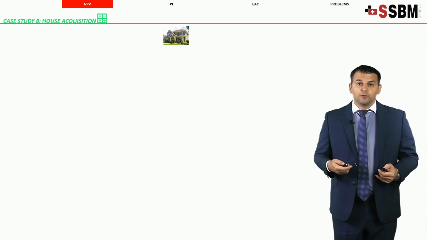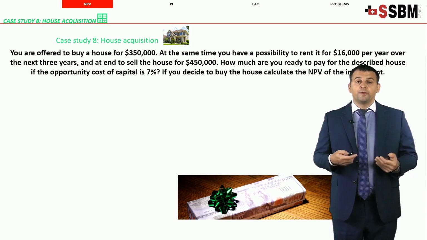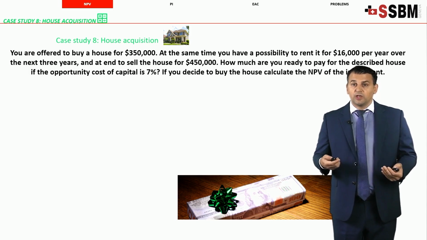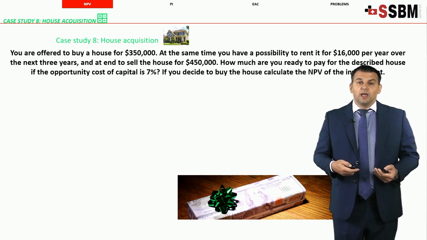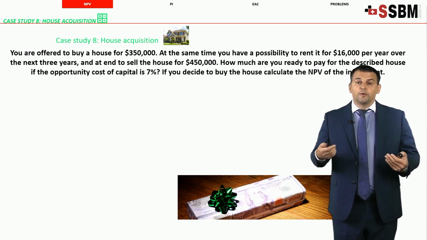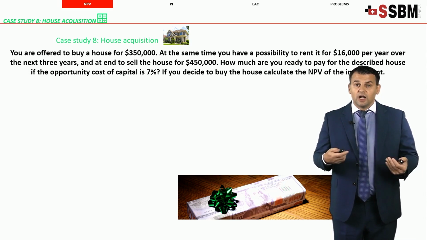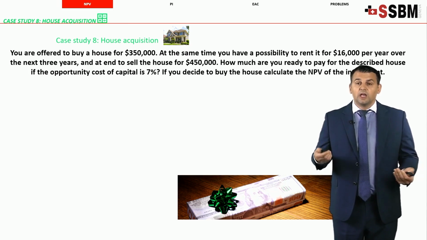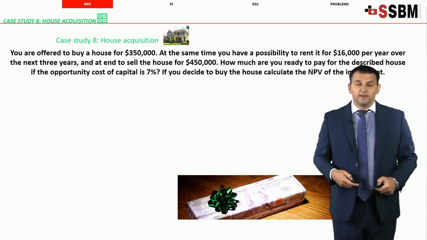To demonstrate how it works in practice, let me use the following case study. So we have case study 8 here, house acquisition. You are offered to buy a house for $350,000. At the same time, you have a possibility to rent it for $16,000 per year over the next 3 years, and at the end, to sell the house for $450,000. How much are you ready to pay for the described house if the opportunity cost of capital is 7%? This is just an assumption. If you decide to buy the house, please calculate the NPV of the investment.